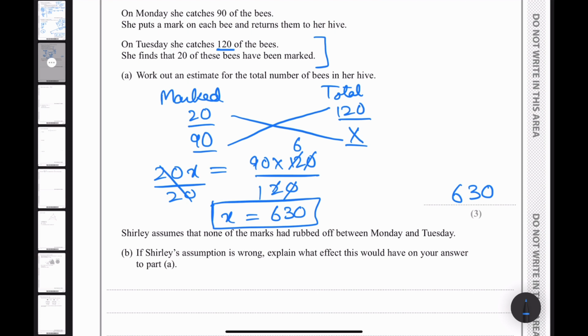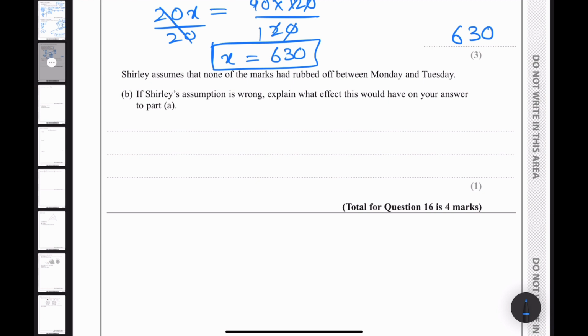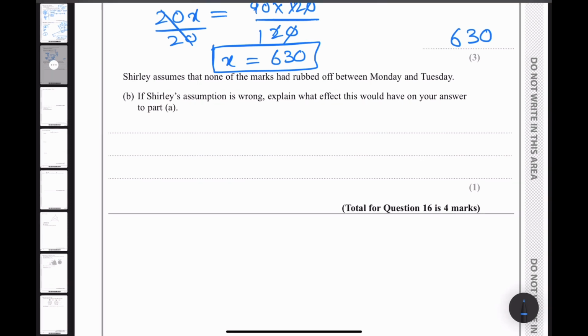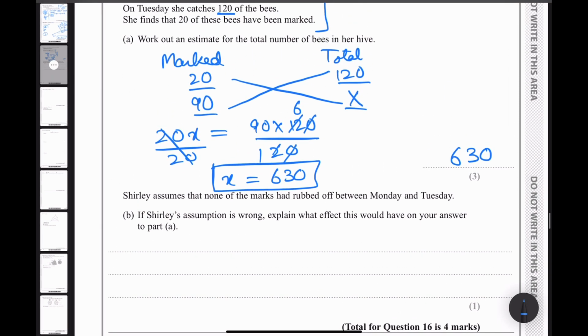Okay. Now it says Shirley assumes that none of the marks had rubbed off between Monday and Tuesday. If Shirley's assumption is wrong, explain what effect this would have on your answer to part A. So if the marks had been rubbed off, it means that in reality this value would be more. If this value is more, then our answer will be lesser. Because she catches 120 bees, if the marks have not been rubbed, then instead of 20 it could be 30. So if it were 30, the total amount of bees would be less.